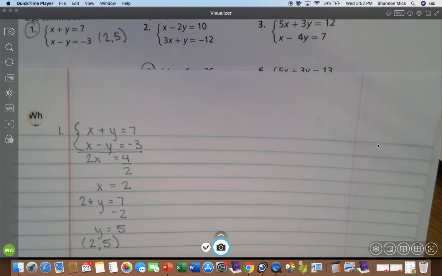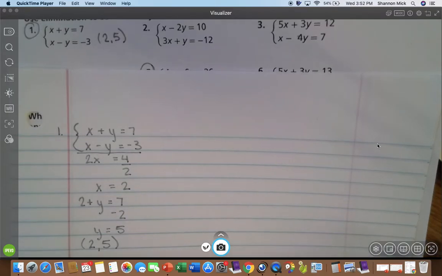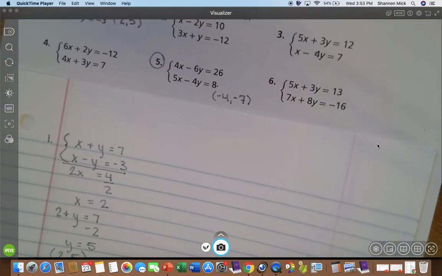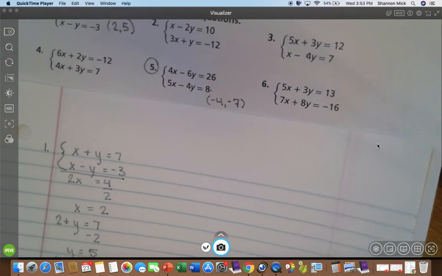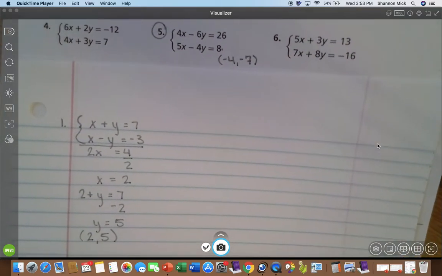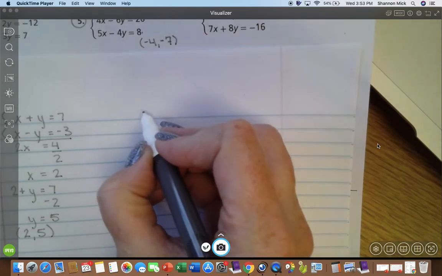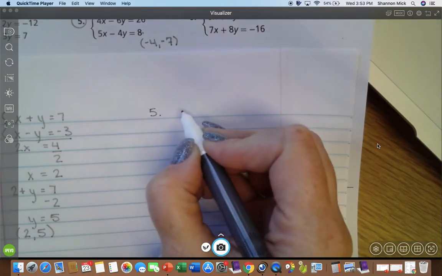Okay, so the next problem I asked you guys to do is pick a problem that you thought looked kind of scary, and I think you picked 5. And the answer there, we already had together. But I'm going to rework the problem so you can see the steps again. So 5, and again we are doing elimination.